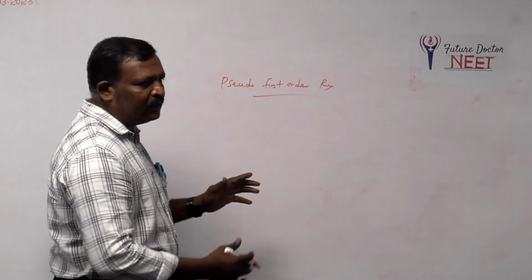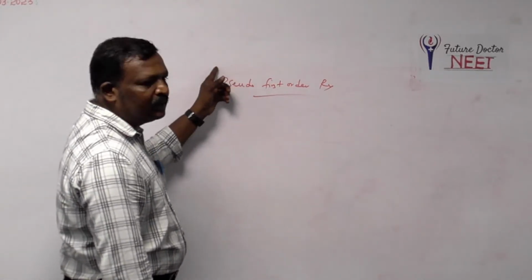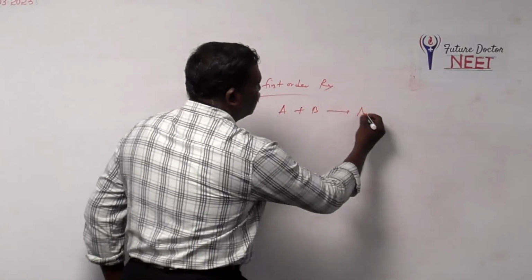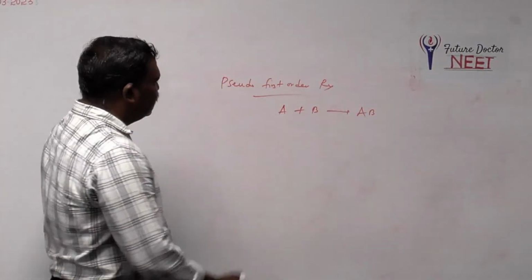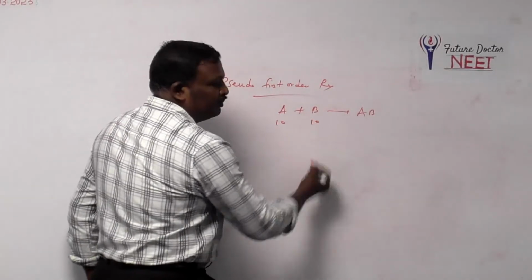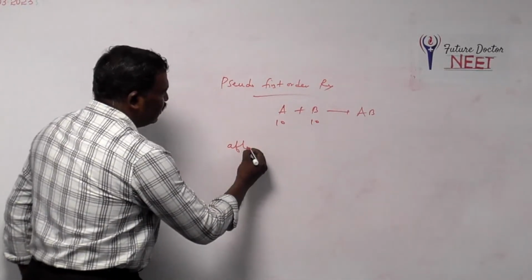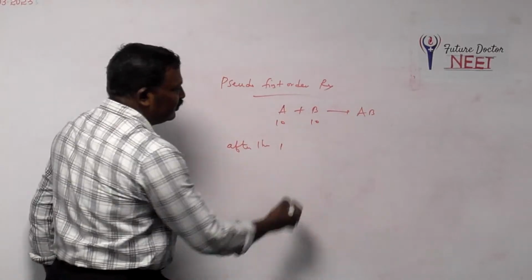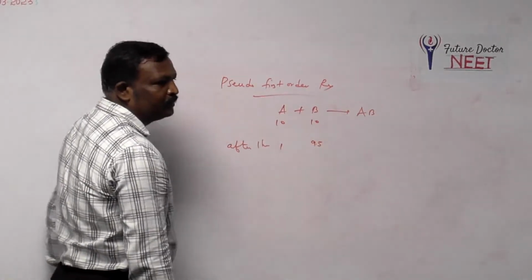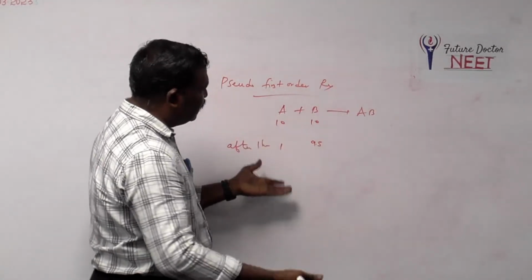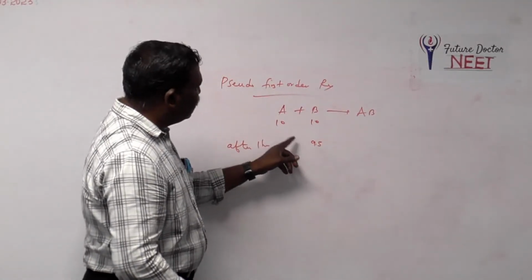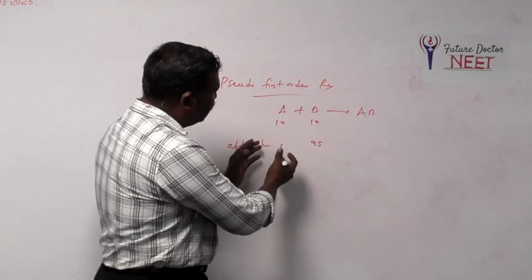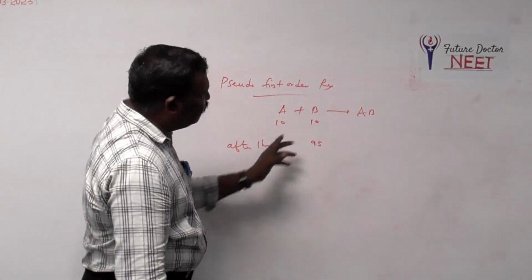We have two reactants, but the reaction speed depends upon any one of the reactants. Suppose, for example, A plus B gives AB. I am taking 10 gram of A and 10 gram of B. After 1 hour, A becomes 1 gram, and B will be 9.95 gram. So after 1 hour, who is the larger quantity? B is the larger quantity.